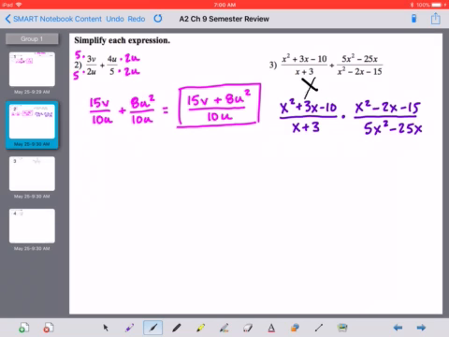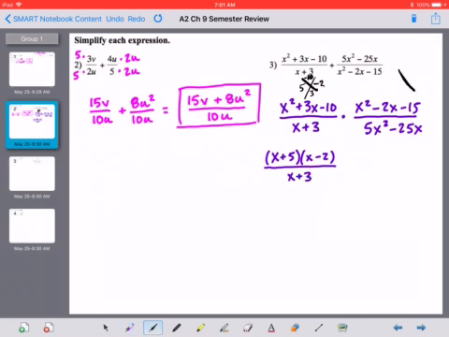Alright, so now let's go ahead and factor. In this first fraction, I can make a diamond, trying to find two numbers that multiply to negative 10 and add up to positive 3. So if we think about that, I think we're going to use positive 5 and negative 2. So let's rewrite that first fraction as x plus 5 times x minus 2. And we still have that x plus 3 in the bottom.